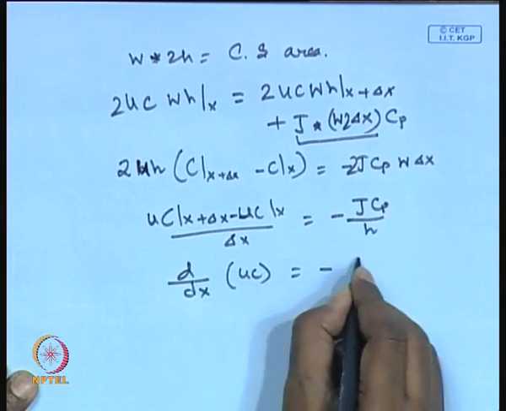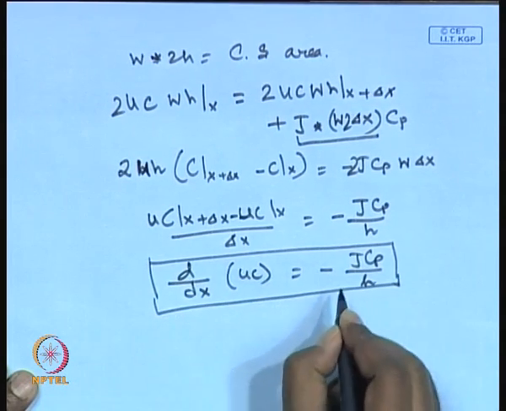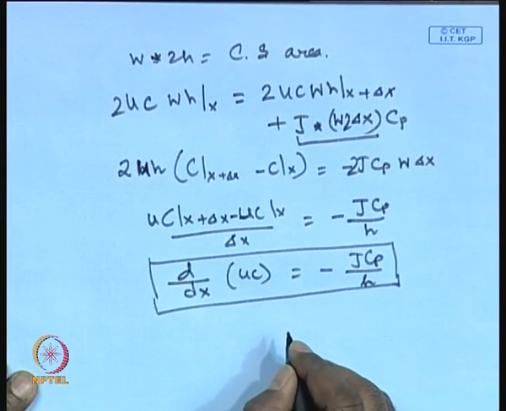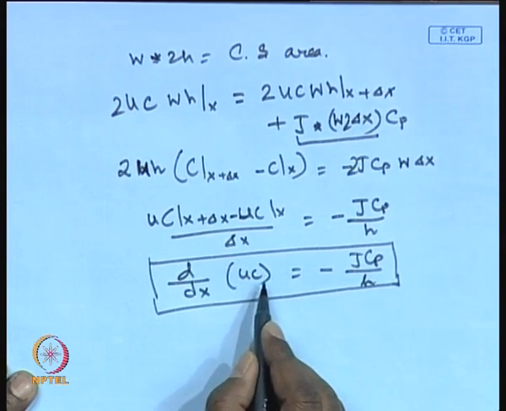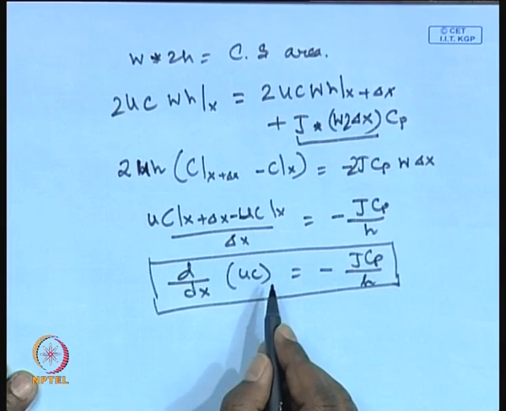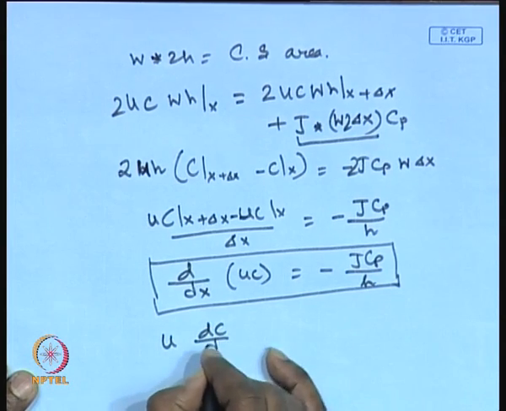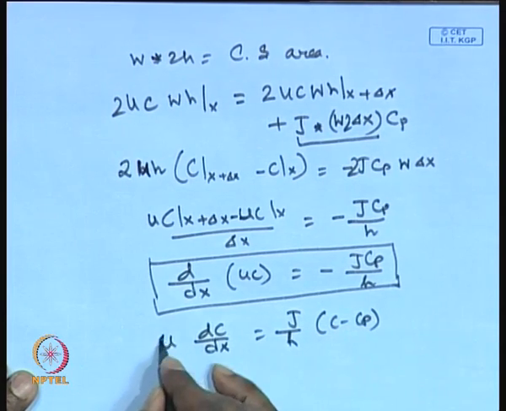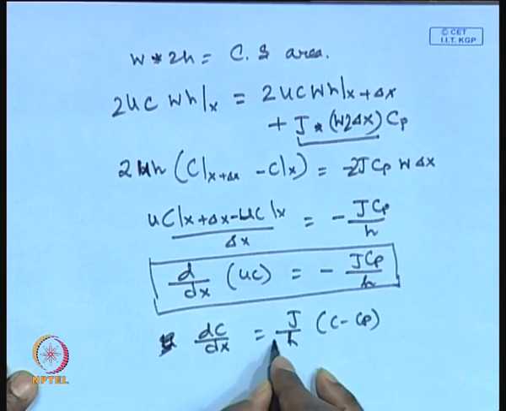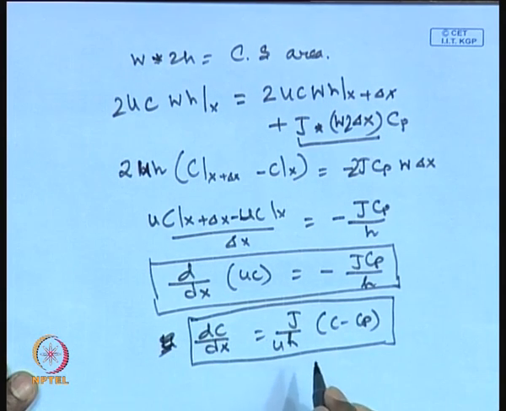UC is minus JCp divided by H, and we have already derived the expression of du/dx earlier, so you just open it up. That means u dc/dx plus c du/dx, and substitute du/dx from the earlier expression, and finally you will be getting u dc/dx is equal to J times (H c minus Cp). So, the expression of dc/dx will be nothing but J divided by uH times (c minus Cp). Now, Cp is the permeate concentration.